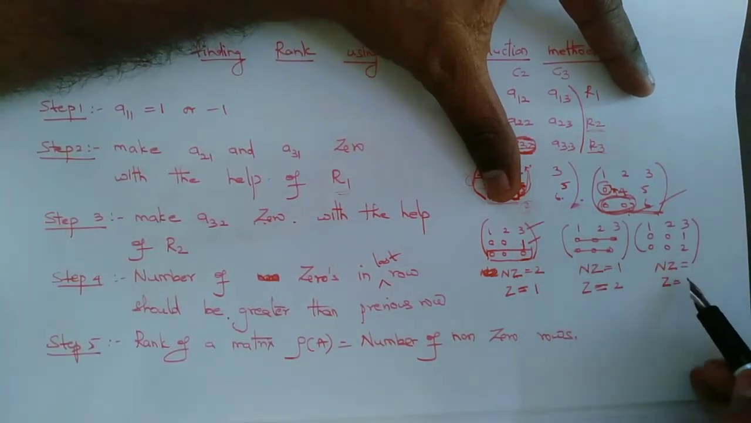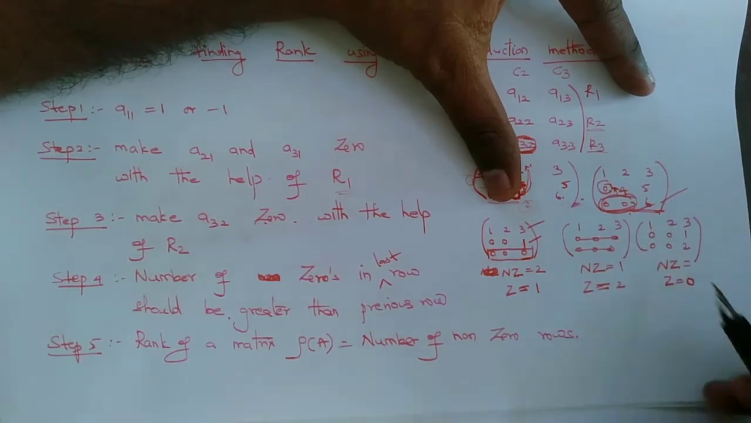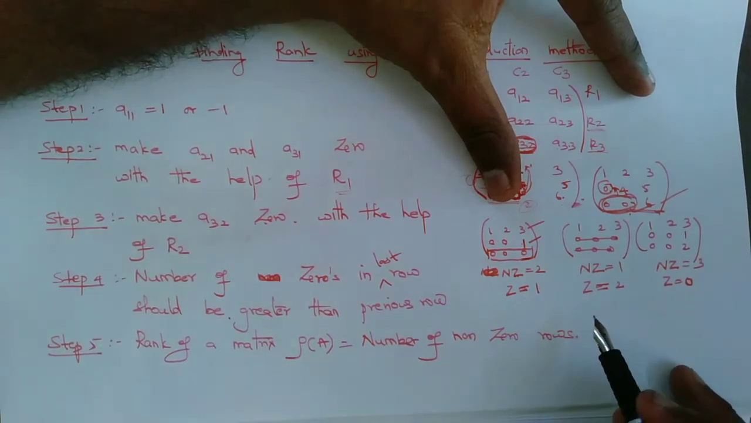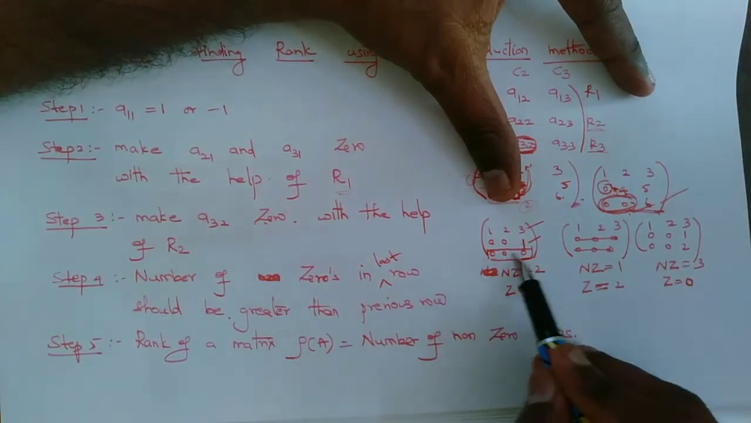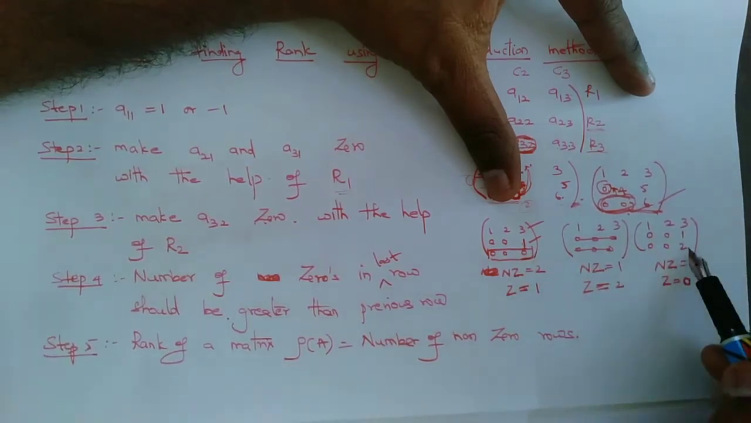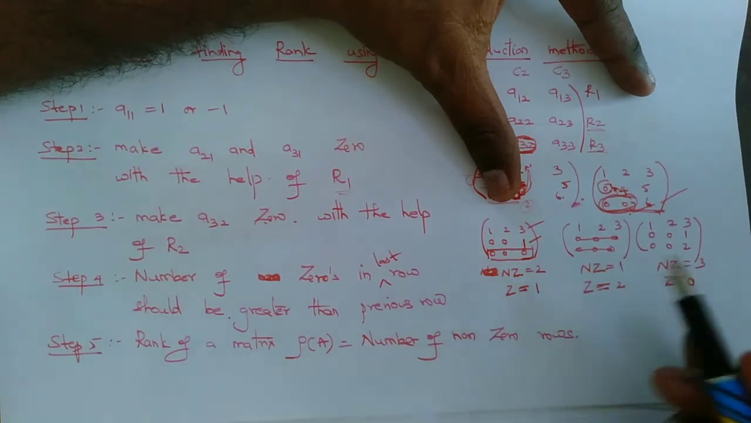See here, how many zero rows? It contains 2, it contains 1. 3 non-zero rows. You can understand this because a zero row is fully zero. The row contains fully zero. The row contains no zero. It contains 2 zeros. But the problem is this one. So what is the formula?